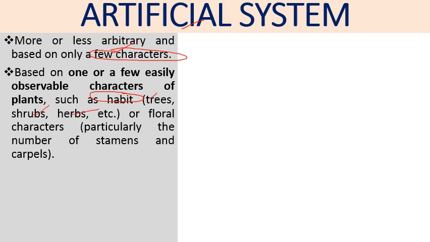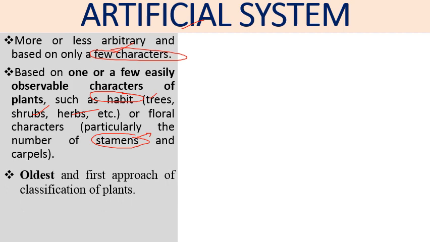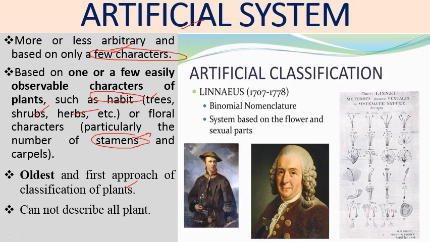or floral characters, particularly the number of stamens or carpels, as this was done by Linnaeus. So this was the oldest approach for classifying plants, and the foundation was started by Theophrastus and Dioscorides. They found some plants of actual medicinal properties, तो इस पे बहुत सारा काम किया है. And after that जो reproductive character study किए गए हैं, this was done by Linnaeus.